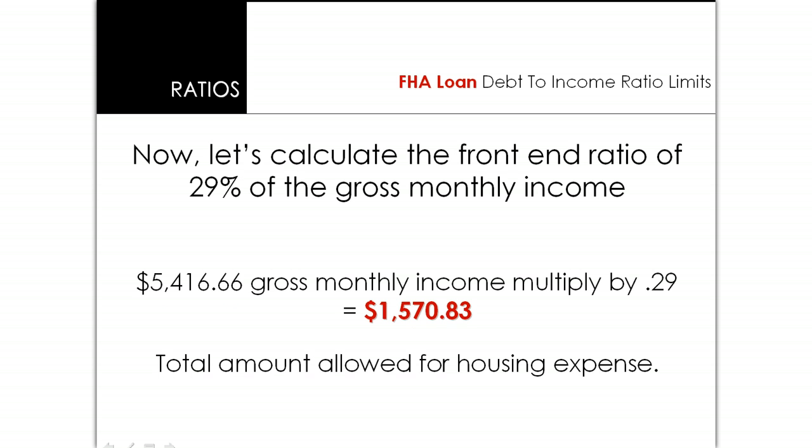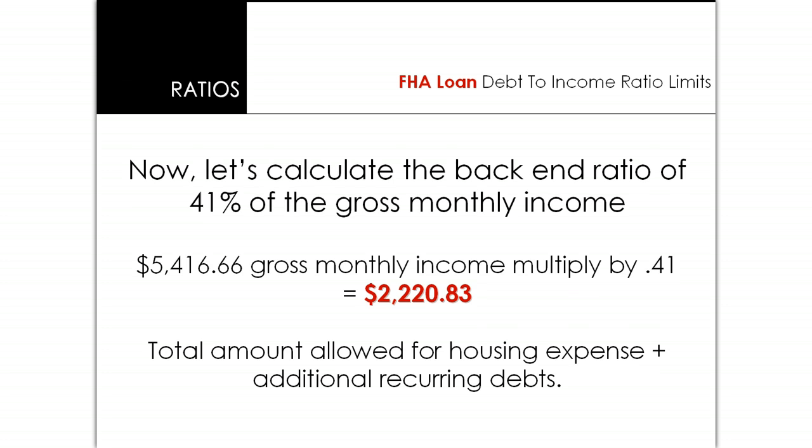Now let's calculate the front-end ratio of 29% of the gross monthly income. For $5,416.66 gross income multiplied by 29% is $1,570.83, which is the total amount allowed for housing expense.